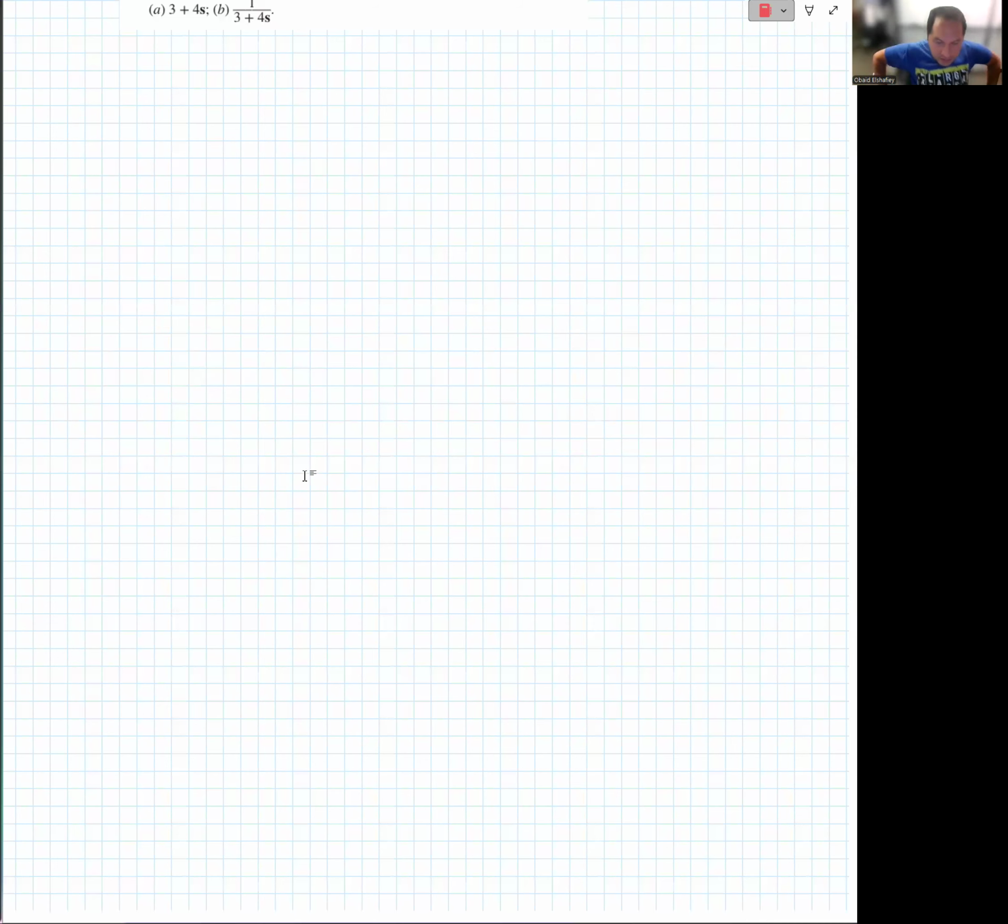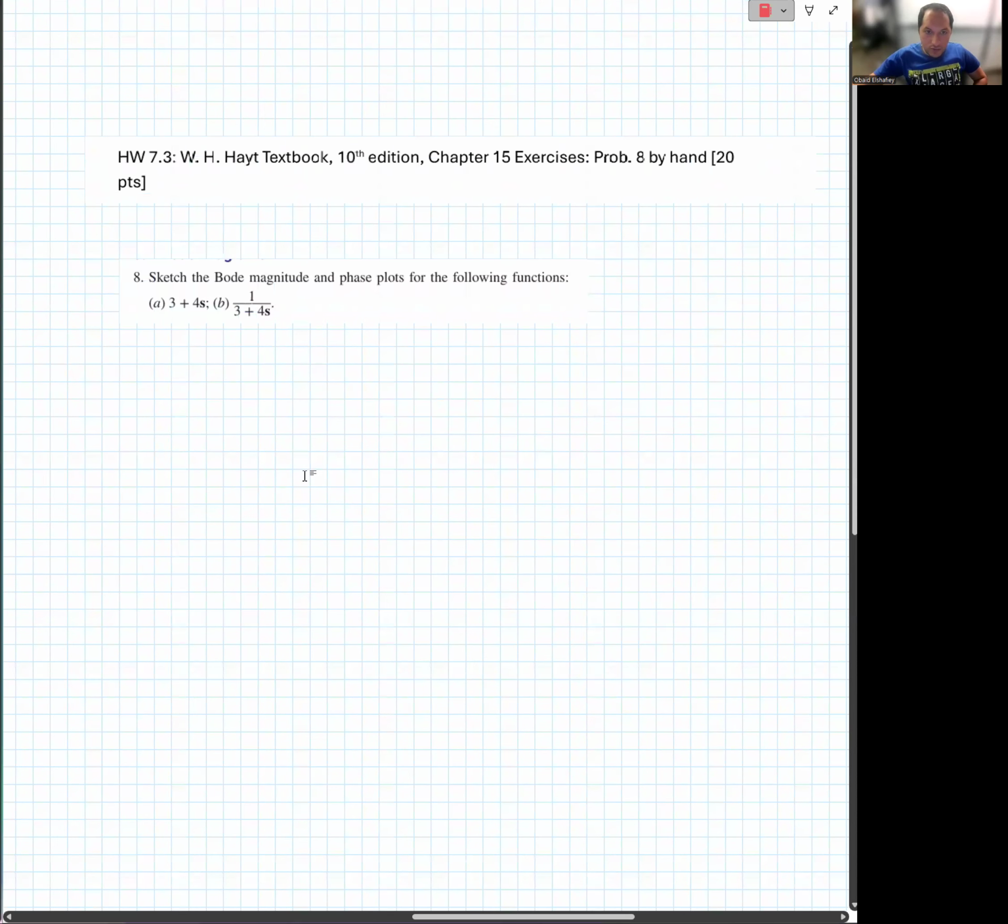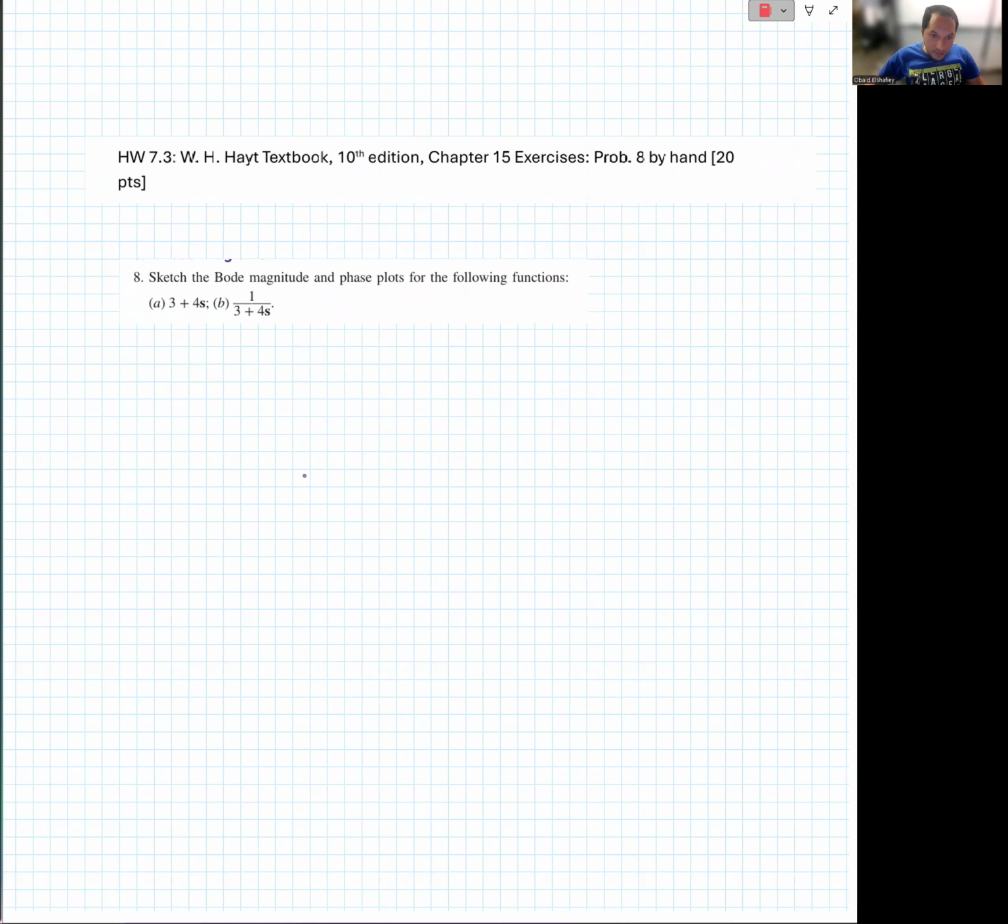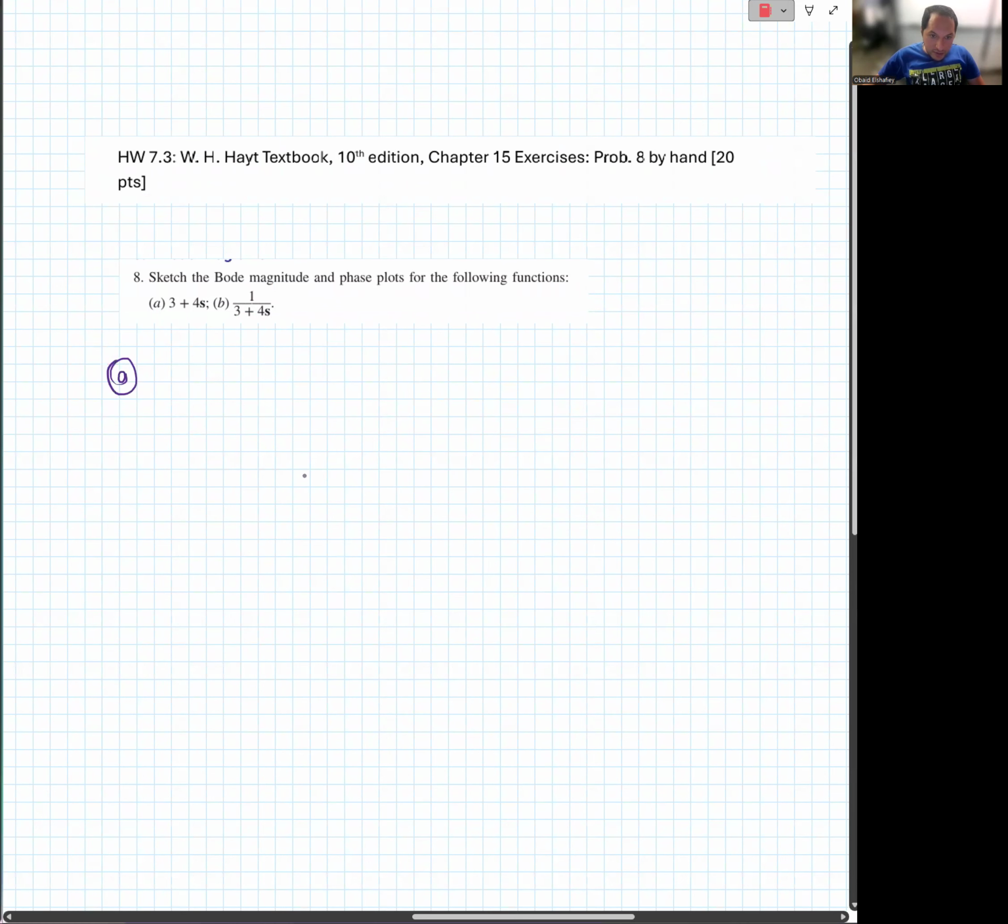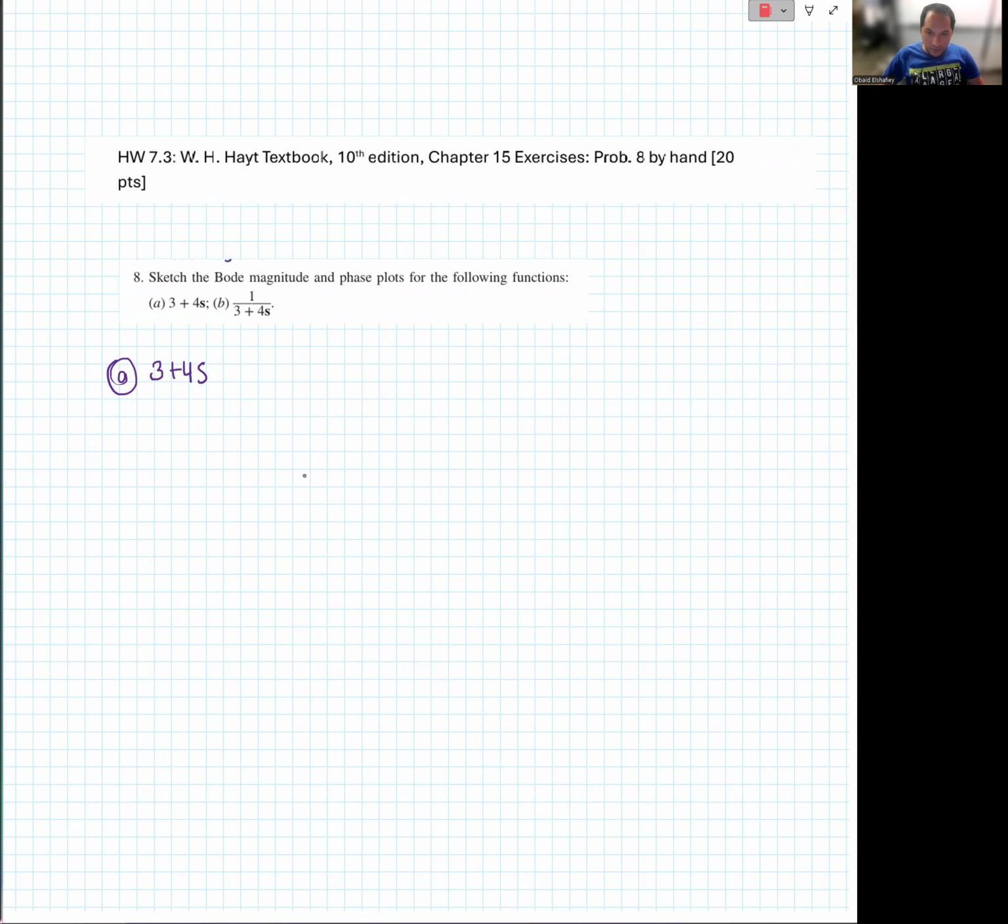All right, this is a quick discussion following our TA meeting for homework 7, question 3, part A. So if we have something like 3 plus 4s, or 3 plus 4j omega, and we're trying to plot it in the Bode plot or in a log plot, we're trying to plot the magnitude and phase.